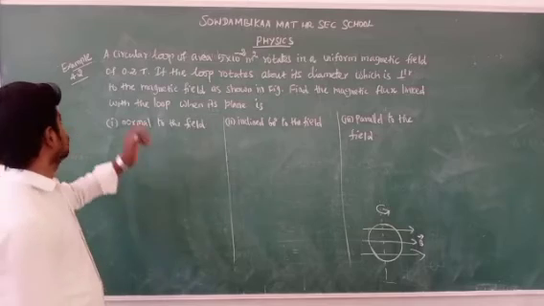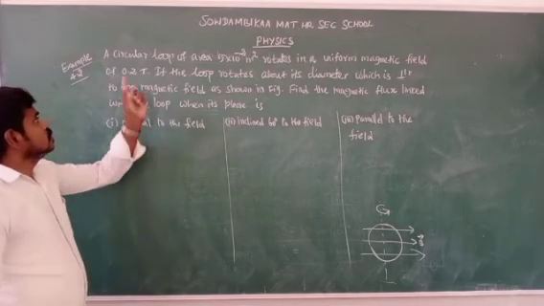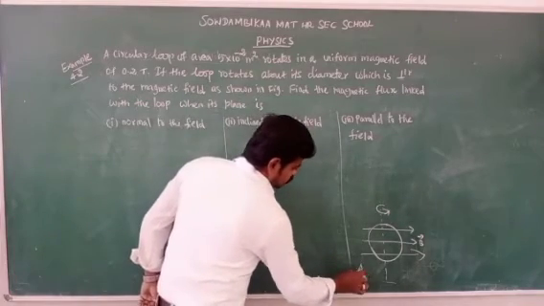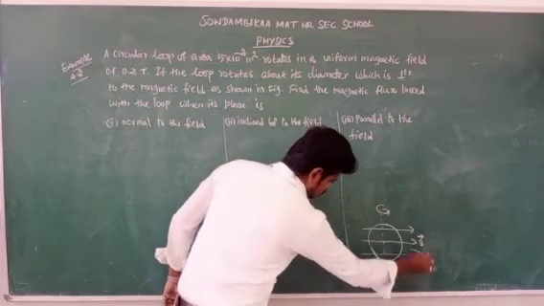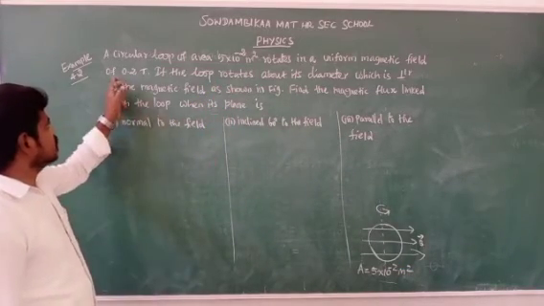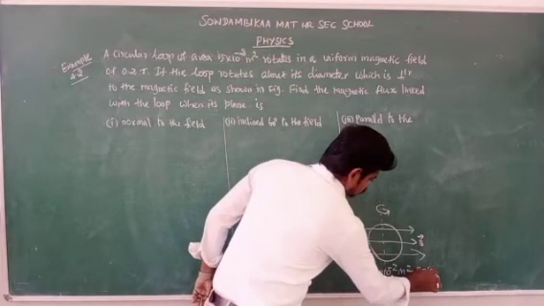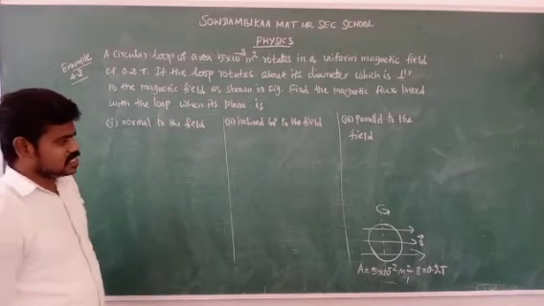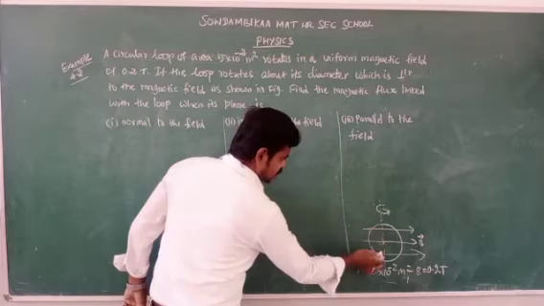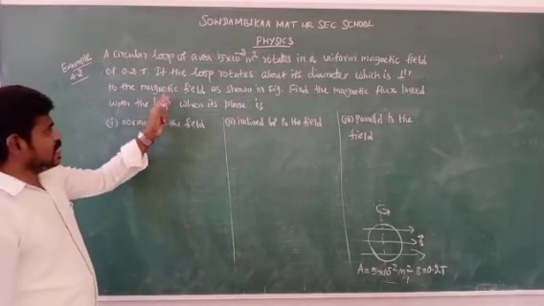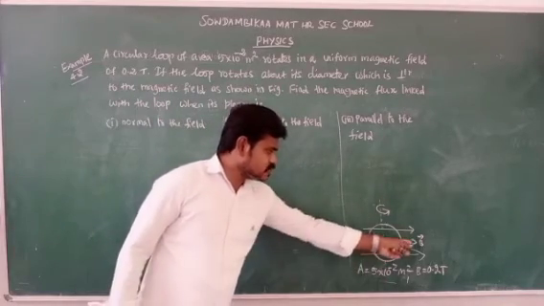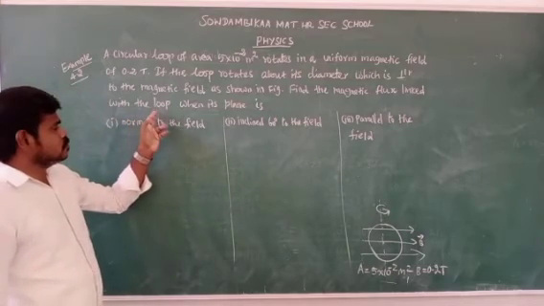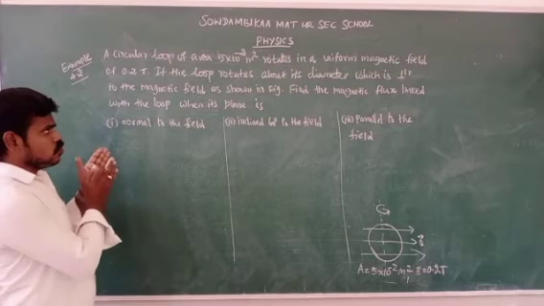Okay, next, Example 4.2, a question based on magnetic flux. A circular loop of area 5 into 10^-2 meter square, so the value of A is 5 into 10^-2 meter square, rotates in a uniform magnetic field of 0.2 tesla. The value of B is 0.2 Tesla. If the loop rotates about its diameter, which is perpendicular to the magnetic field, as shown in the figure, find the magnetic flux linked with the loop when its plane is in the following positions.